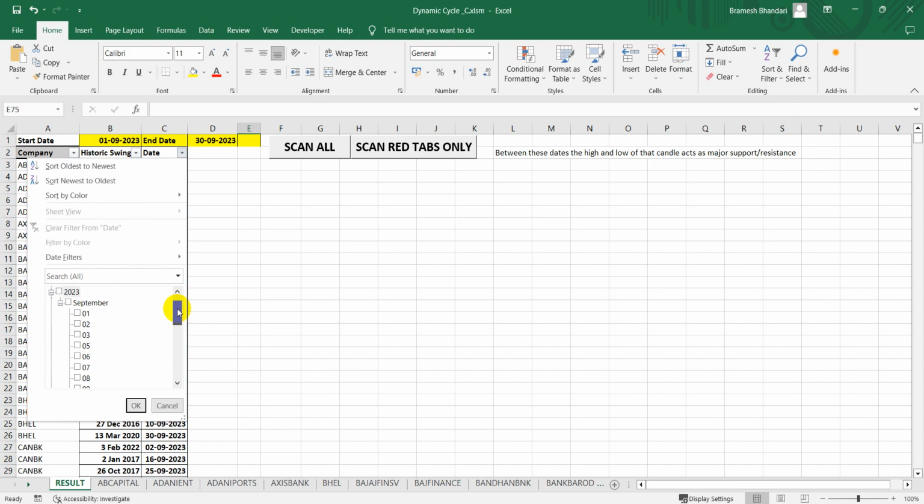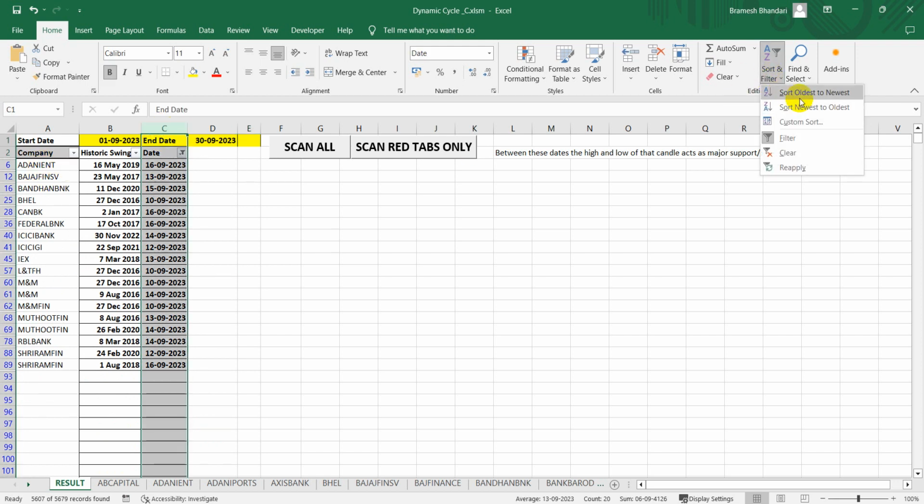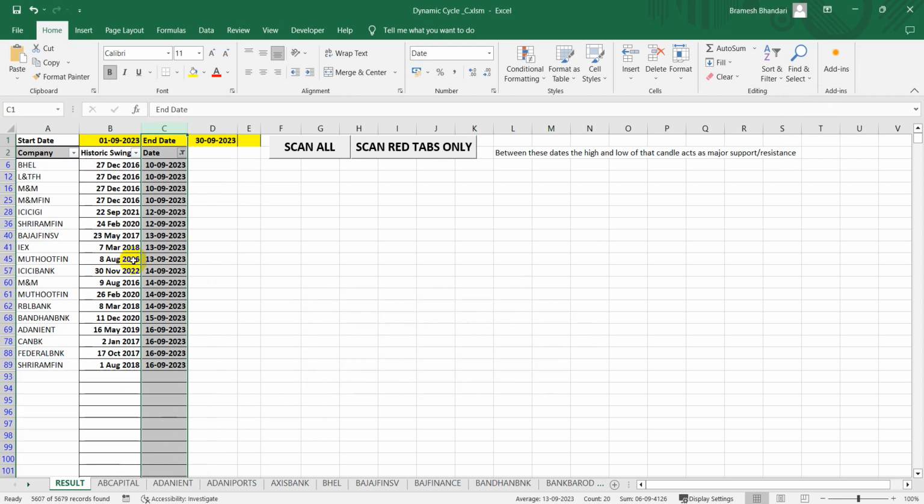Starting from 10th, 11th, there are no stocks. 13, 14, 15, 16th. Yes. So these are the Adani is on 16th, the Bajaj Finserv is on 13th. Let me just sort it out in order so it becomes easy. Yeah. So BHAL is on 10th. So BHAL is something which you can keep an eye on. L&T, M&M is on 10th. These are the stocks which are on 10th. So this way, these are the stocks which you can keep an eye on for the coming week.